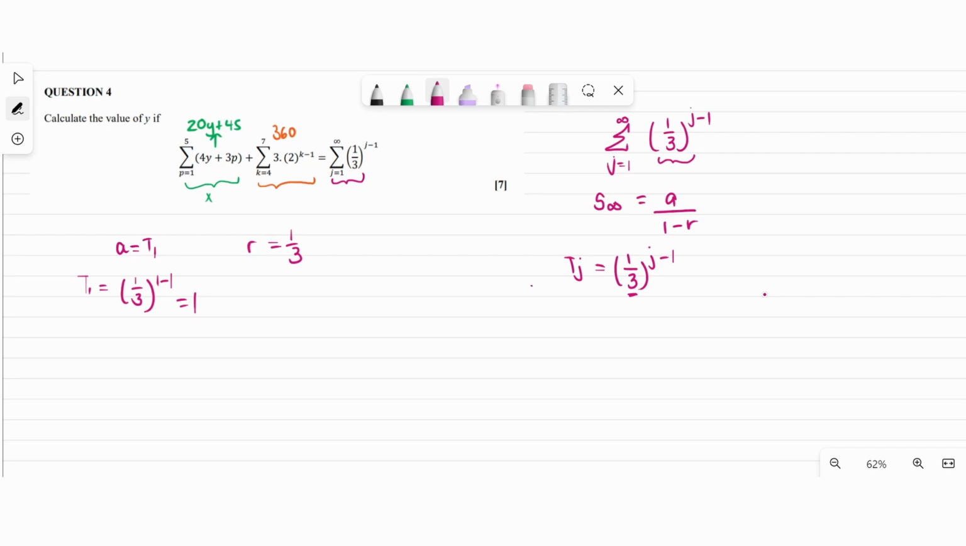Then we're going to substitute these whole terms into the formula. So it's going to be equal to a, which is 1, divided by 1 minus 1 over 3. Punch this into the calculator. You're going to get 3 over 2. So this portion is going to be 3 over 2.